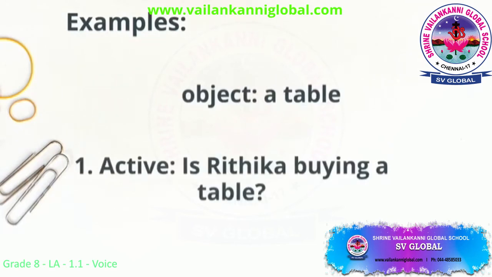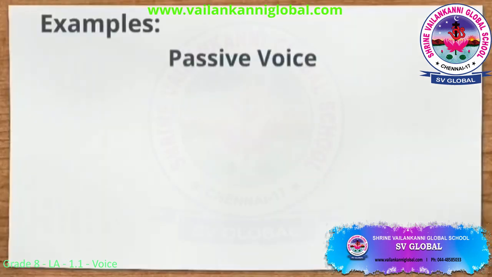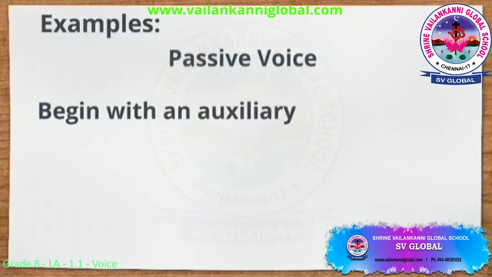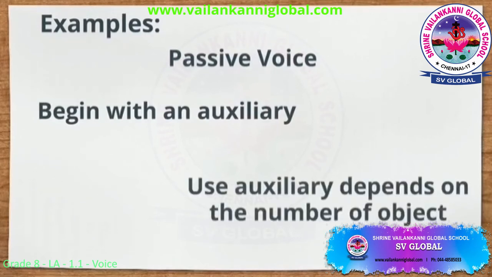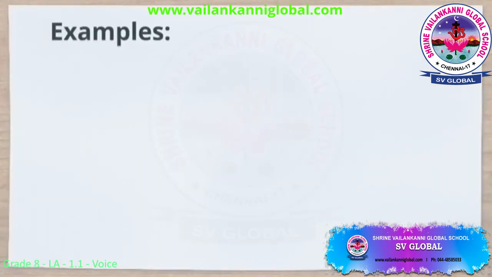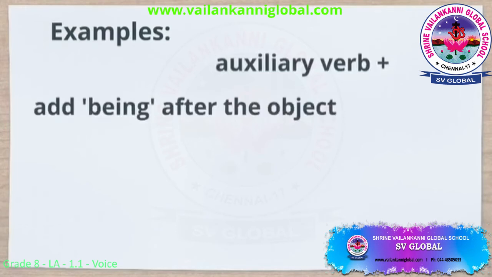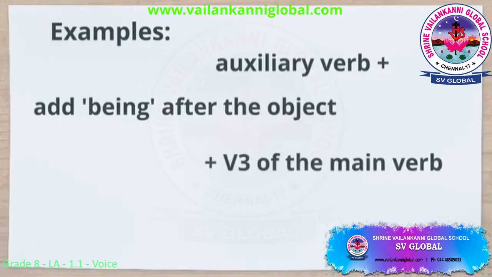Let's change it into passive form. Even the passive question should begin with an auxiliary verb, but here the auxiliary verb should be used based on the number of the object. A table is the object of the statement. A table is singular, and so we can use is again. Is a table, followed by the object. We must add being because it is progressive tense. Being. Then what is the third form of buy? Buy, bought, bought. So bought. Is a table being bought?